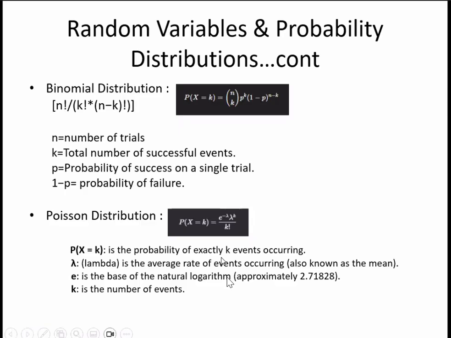And this is what each of those values mean. Lambda is the average rate of events occurring, also known as the mean. Then E is the base of the natural logarithm. Are we familiar with this natural logarithm symbol E? If we are not, this is a standard constant, like pi. And then we have K, which is the number of events. So that's what this formula stands for here.